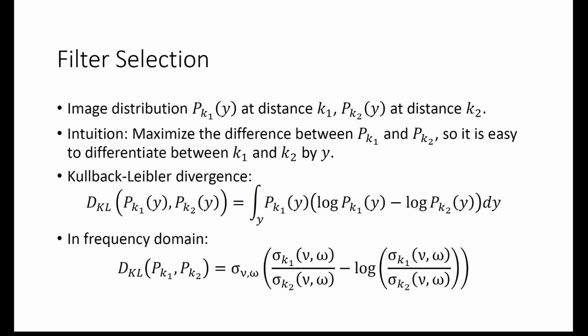Mathematically, we have the Kullback-Leibler divergence here, which describes this difference, and in the frequency domain, it can be reduced to the equation below, where sigma denotes the diagonal entries of the covariance matrix, and then transformed into the frequency domain. Anyway, the key point here is that we now have a way to measure how good a pattern is.